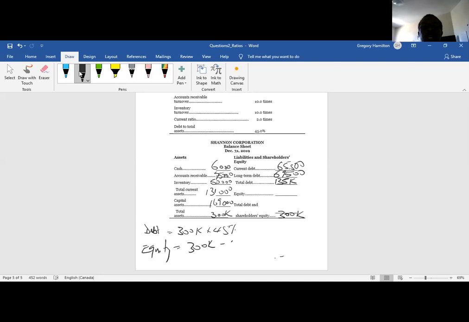Oh, current debt. So if you remember, we have a current ratio of 2 times. And we know what the current assets are. We know current assets is 135, right? And if current ratio is 2, then current debt must be half of total current assets. In other words, current assets over current liabilities equal to 2. So therefore, current liabilities must equal current assets divided by 2. Clear? 131 divided by 2.